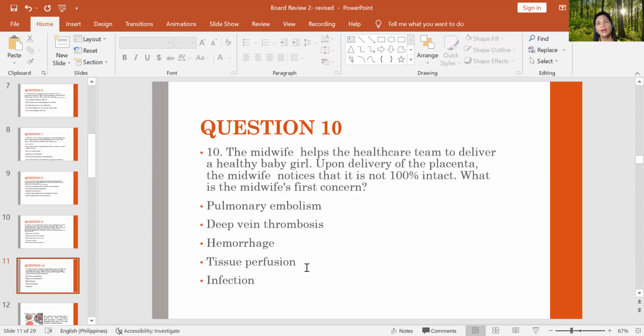Bokya, it's a hemorrhage. So why hemorrhage? Because if the placenta is not whole upon delivery, a piece may still be present in the uterus. Di ba? Kapag lumabas na yung placenta, the first action mo, you have to count the number of cotyledons. Bilangin mo. Ano ba ang normal na placenta, di ba? It's 15 to 20 cotyledons.